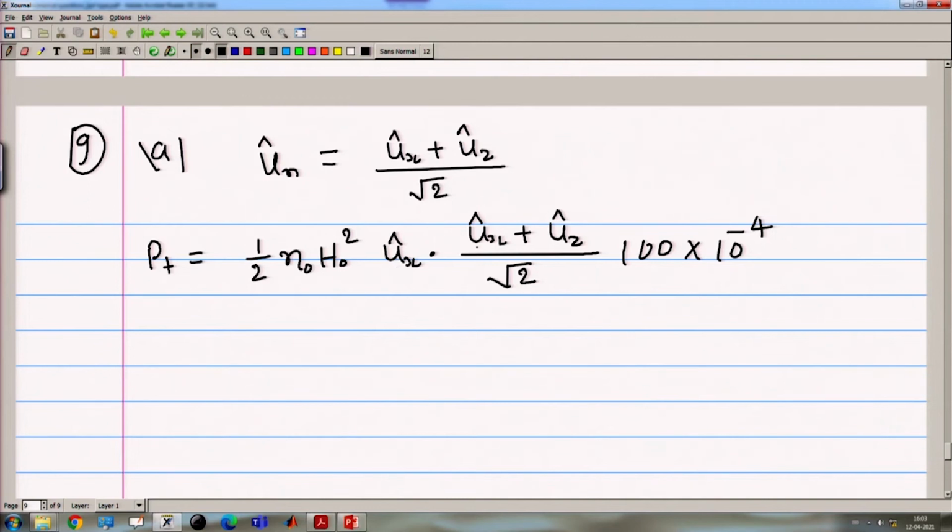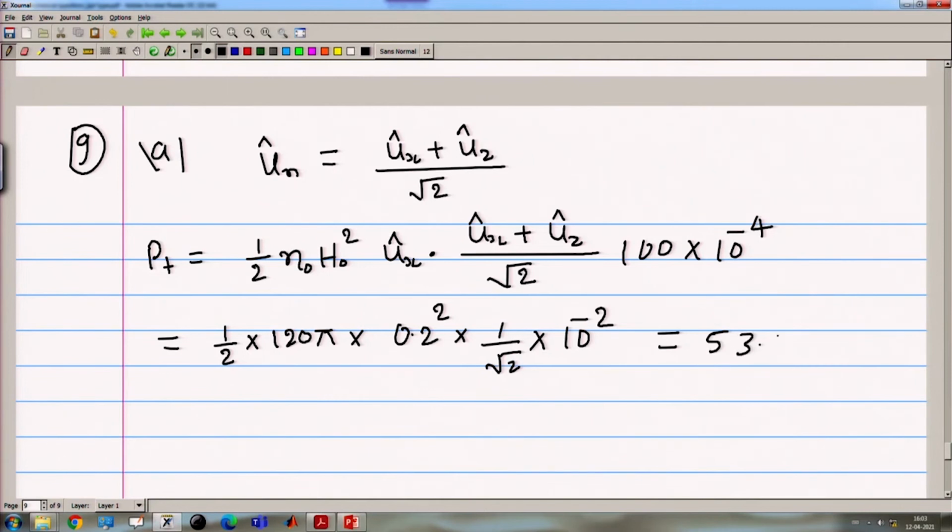So, ux dot ux will give 1 by root 2, and the other part ux dot uz will be 0. So, finally we can write 1 by 2 into 120 pi into 0.2 whole square into 1 by root 2 into 10 to the power minus 2. After calculation, this will come to 53.31 milliwatt. So, this is the answer for the first part.